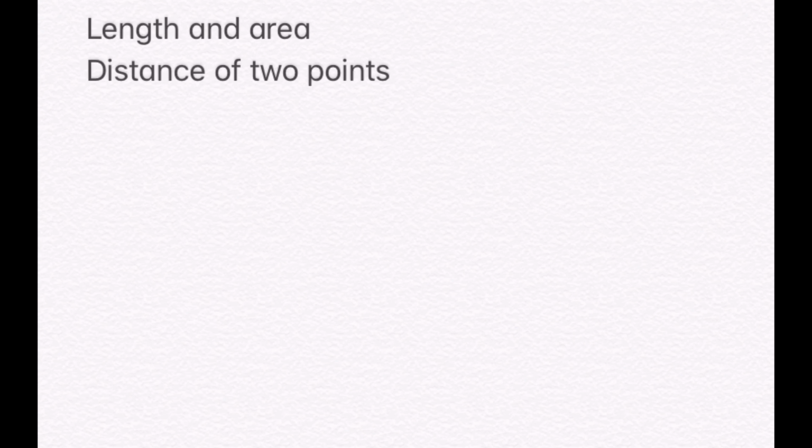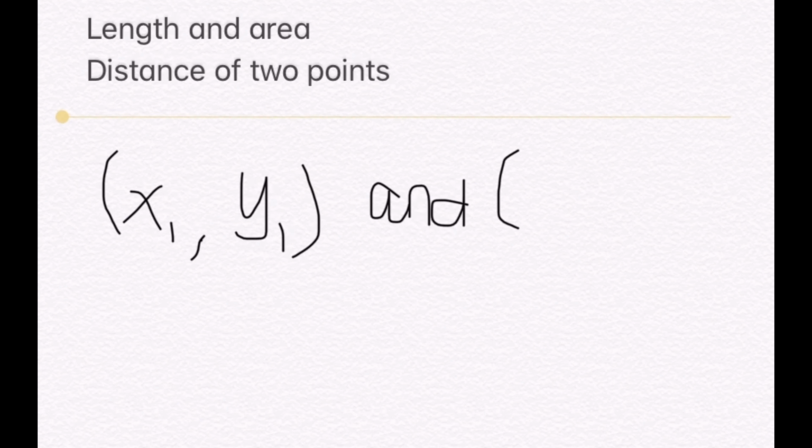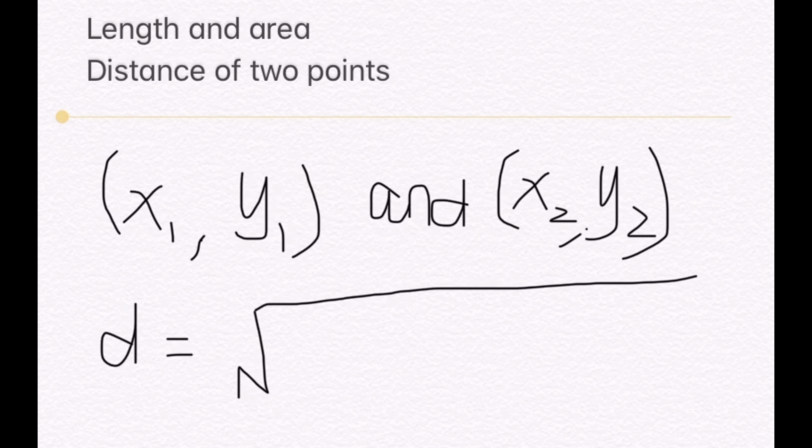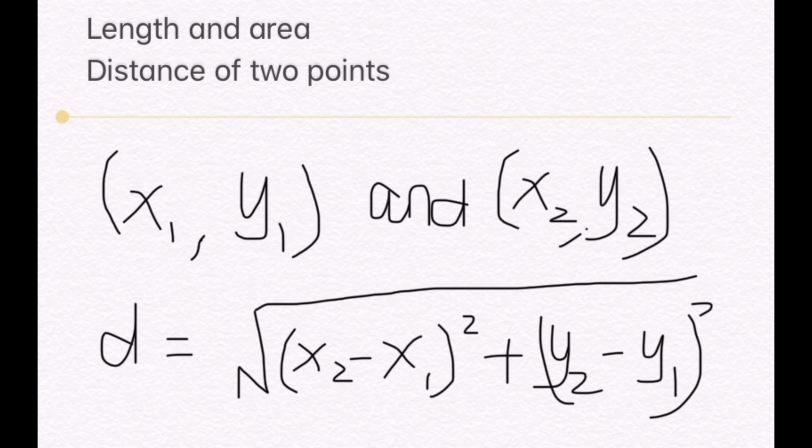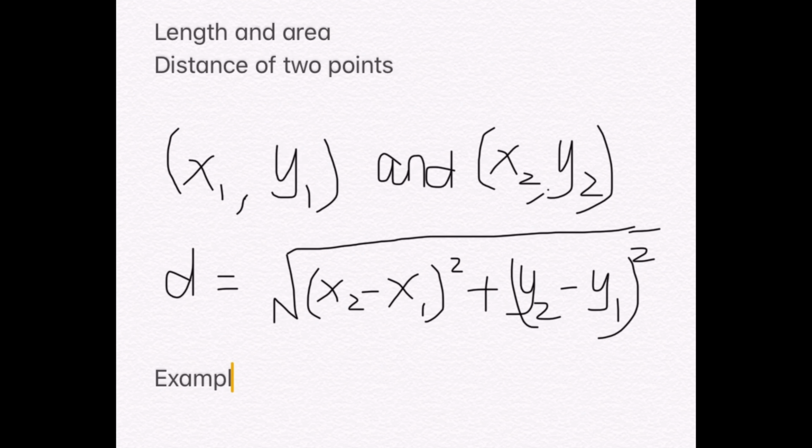Now we're going to see how to find the length and area. You can find the distance between 2 points A and B by considering a right-angled triangle with hypotenuse AB. You can find the distance d between (x1, y1) and the point (x2, y2) by using the formula d equals the square root of (x2 minus x1) squared plus (y2 minus y1) squared.